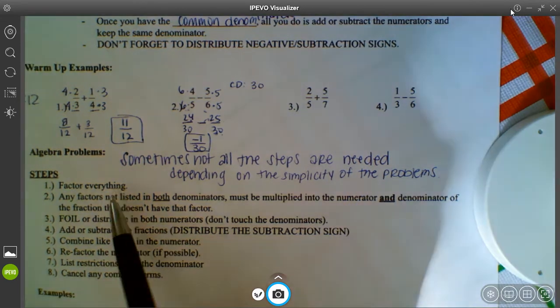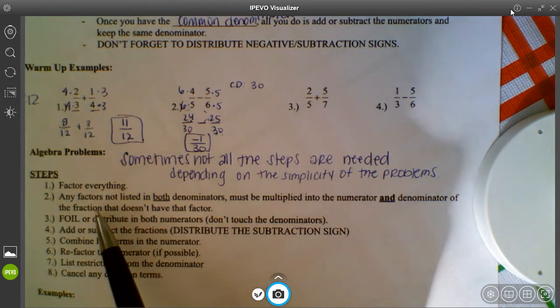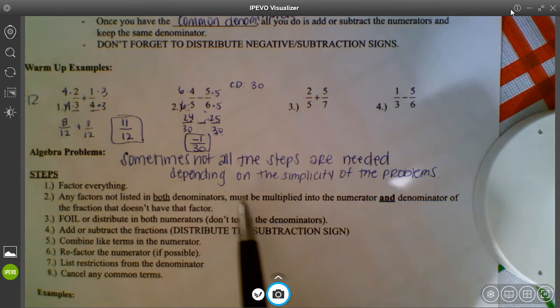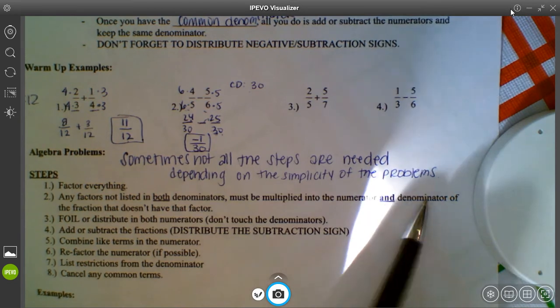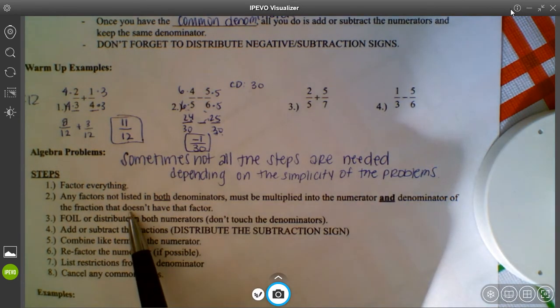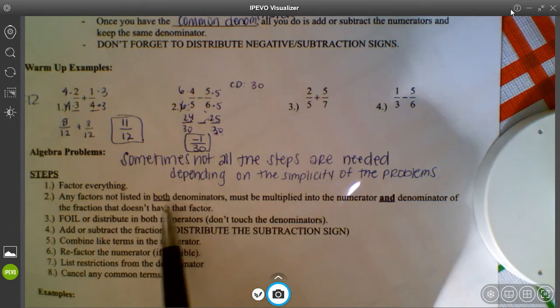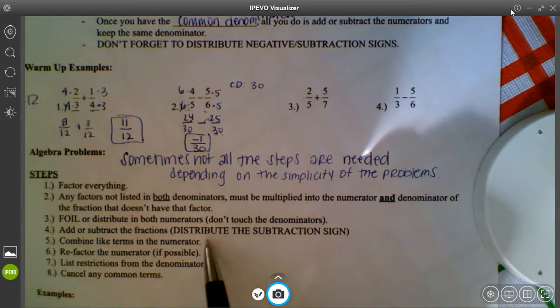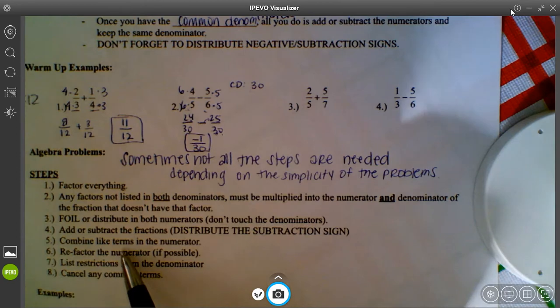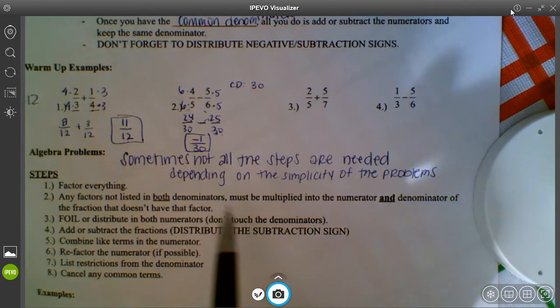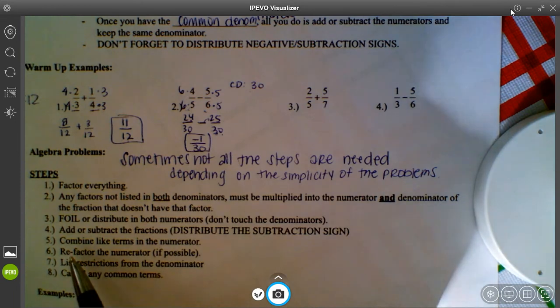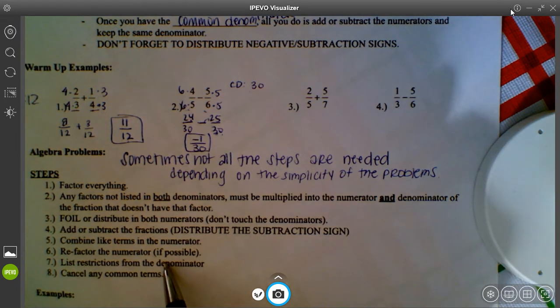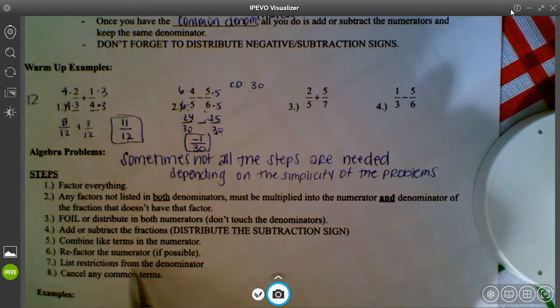So here's our steps. We're going to factor everything, so that doesn't change. Any factors not listed in both denominators must be multiplied into the numerator and denominator of the fraction that doesn't have that factor. Just reading it out loud, it makes no sense. But if you are actually looking at a problem, you literally just do exactly what this said. Then we're going to FOIL and distribute in numerators. We're going to add and subtract the fractions. We're going to distribute that fraction sign, kind of like we did here. And we're going to combine like terms in the numerator. Remember, denominators aren't changing this whole time. We're going to refactor the numerator if we can. We're going to then list restrictions and then cancel.